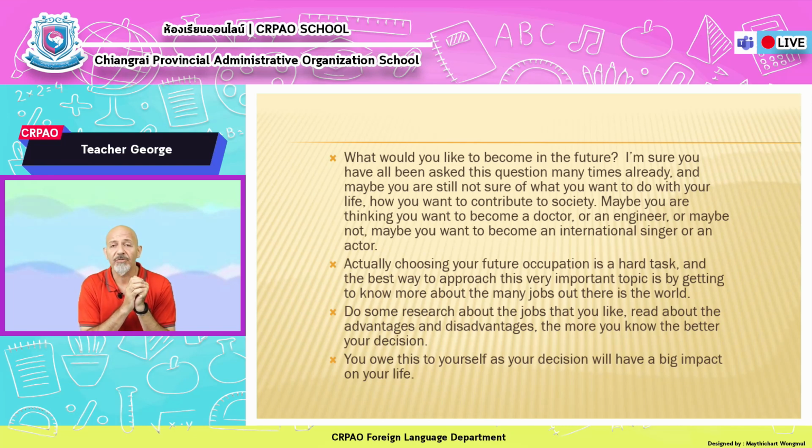Actually, choosing your future occupation is a hard task. And the best way to approach this very important topic is by getting to know more about the many jobs out there in the world. Do some research about the jobs that you like. Read about the advantages and disadvantages. The more you know, the better your decision. You owe this to yourself, as your decision will have a big impact on your life.